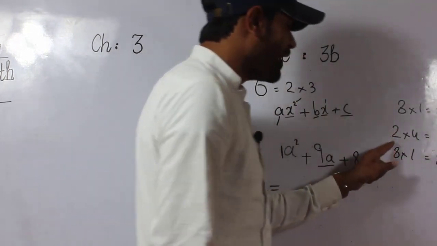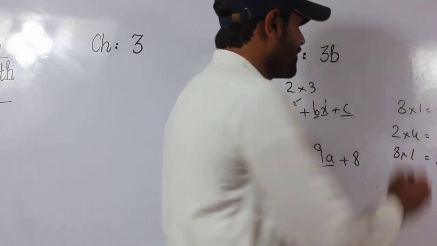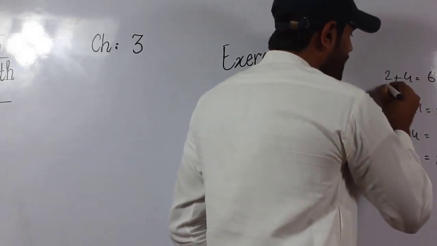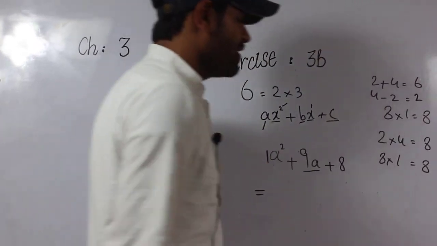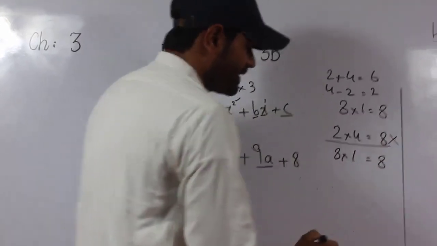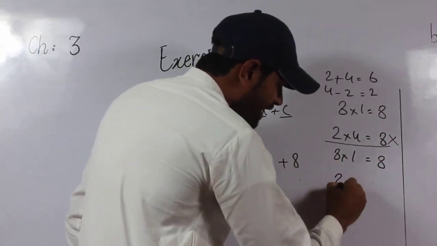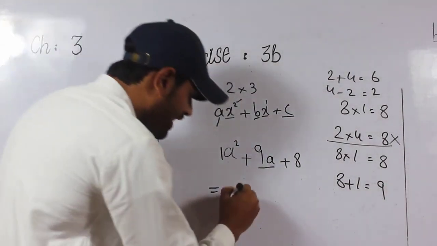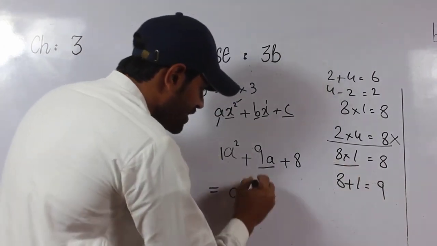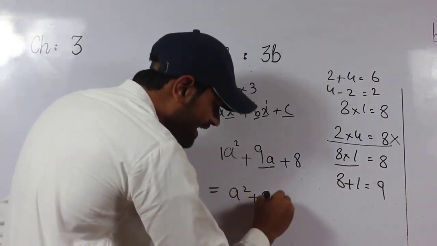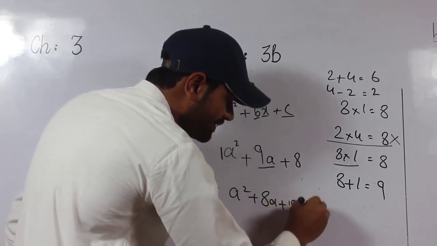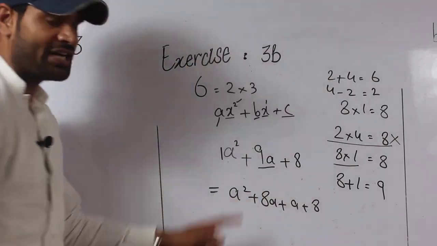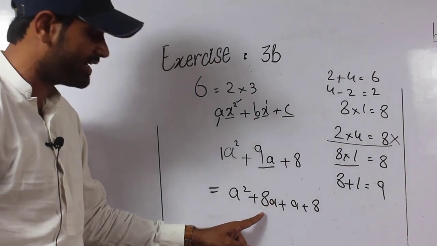When I simplify 2 and 4, I cannot get 9. If I add 2 plus 4 I get 6, and when I subtract 4 minus 2 I get 2. So I use the other factors, 8 and 1. When I add 8 plus 1 then I get 9, the middle number. So I use these two numbers. I break 9a into 8a plus a. Its coefficient is 1. When I add 8a plus a I get 9a, the same number. I just break the 9a into two terms, 8a plus a.